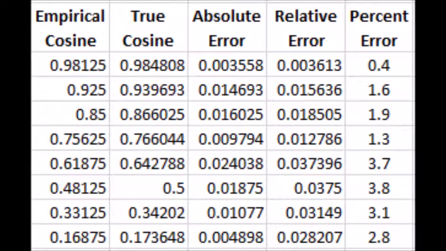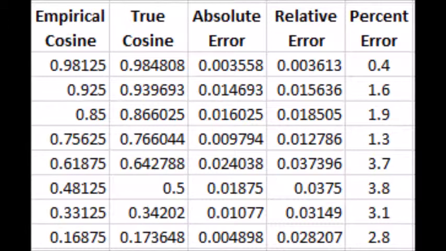In this table, I have repeated the result of our calculation in the first column. This is then compared to the true value of cosine, obtained from the built-in function on a calculator. The absolute error is simply the difference between the first and second columns. Relative error is equal to absolute error divided by the true value. Lastly, percent error is relative error multiplied by 100. In this particular case, no measured value of cosine deviates from the true value by more than 4%.